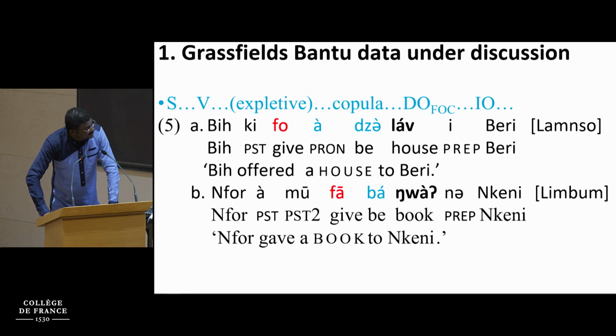And the next strategy is you can focus the direct object preceding the indirect object. So you can invert the order of arguments. And here you have the arguments, the direct object house preceding the indirect object. That strategy is also possible. And the same thing in Limbum in 5B.